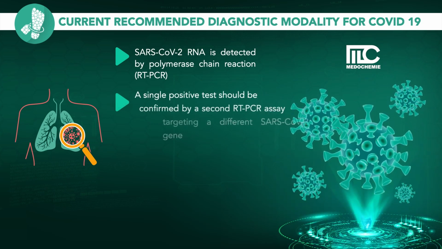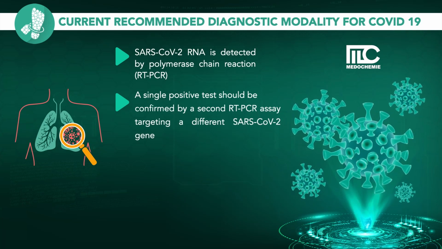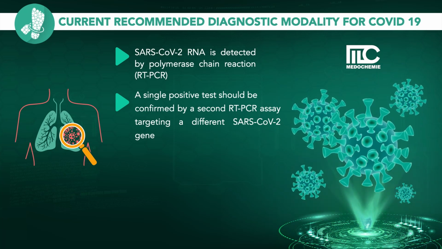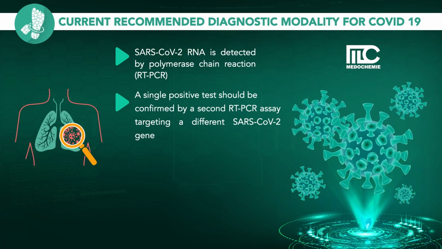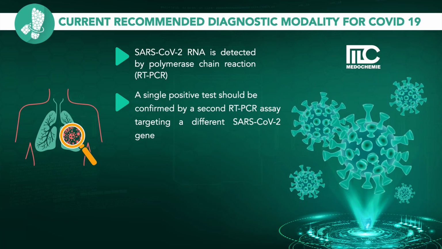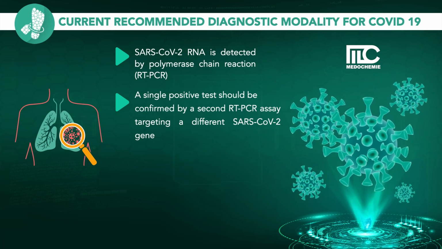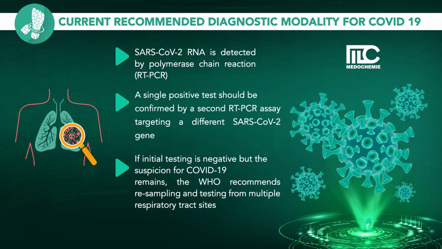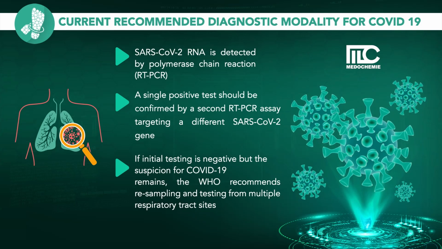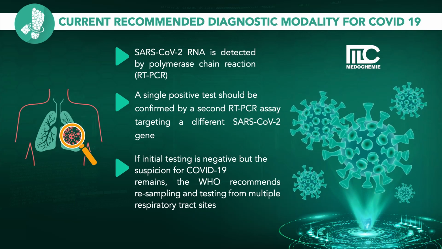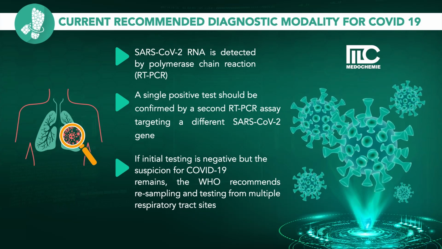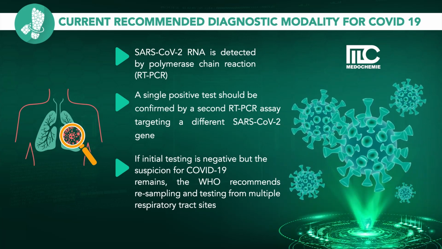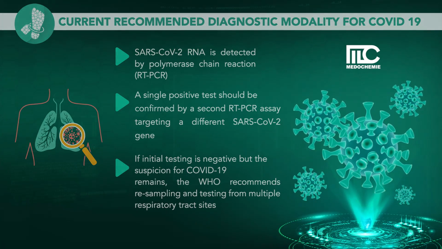If we have a single positive test, this should be confirmed by a second RT-PCR assay targeting a different SARS-CoV-2 gene. If initial testing is negative, but there is a high suspicion of this case, the WHO recommends resampling and testing from multiple respiratory tract sites. This is for the real-time PCR.